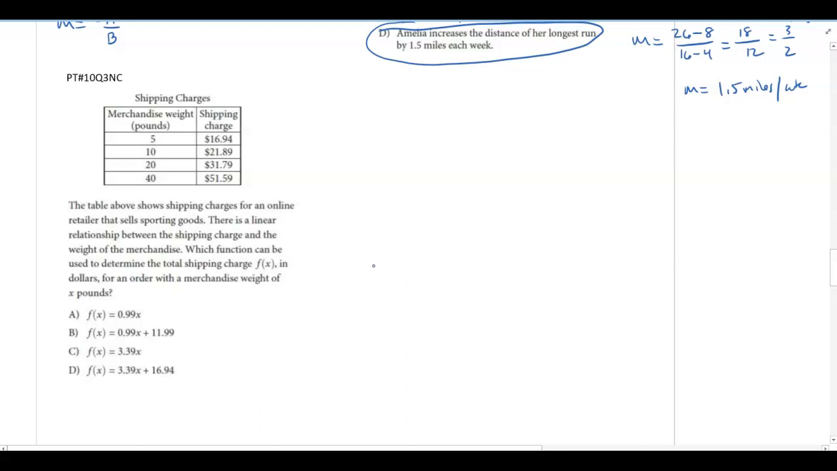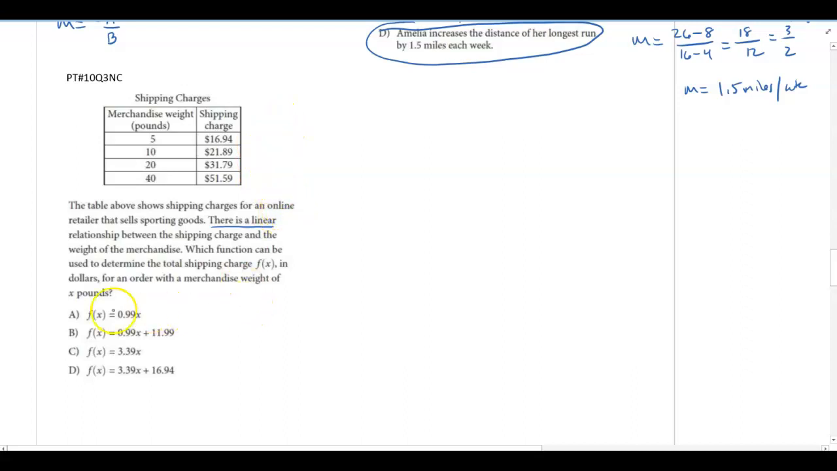The next one. This is a tricky one because it's no calculator. The table above shows shipping charges for an online retailer that sells sporting goods. There is a linear relationship between the shipping charge and the weight of the merchandise. Which function can be used to determine the total shipping charge f of x in dollars for an order with merchandise weight of x pounds? So the first thing we want to do is find the slope.